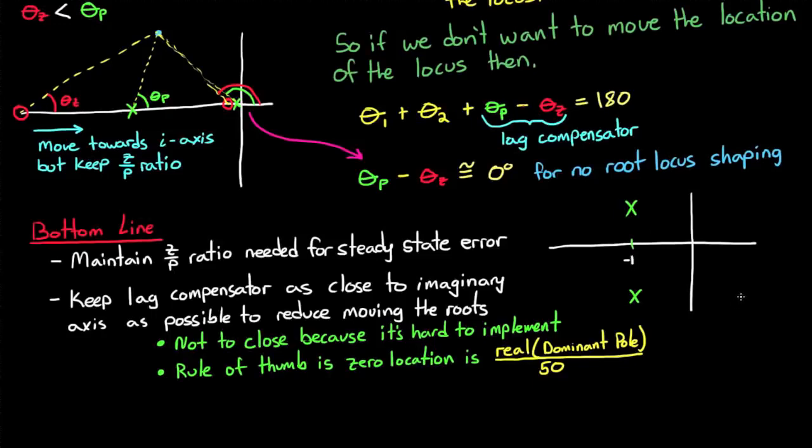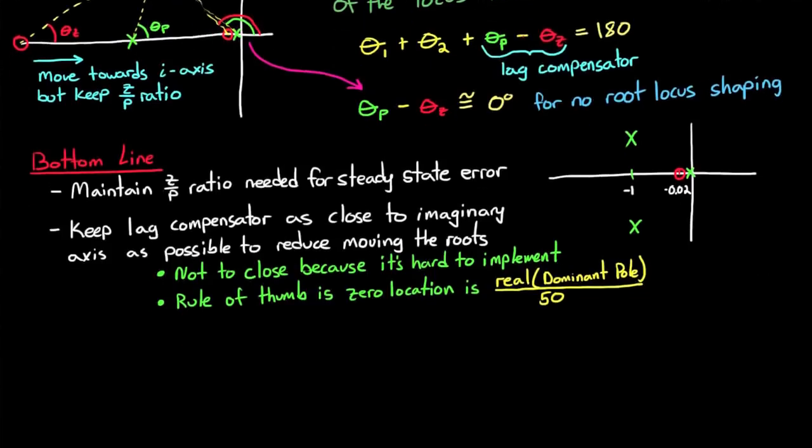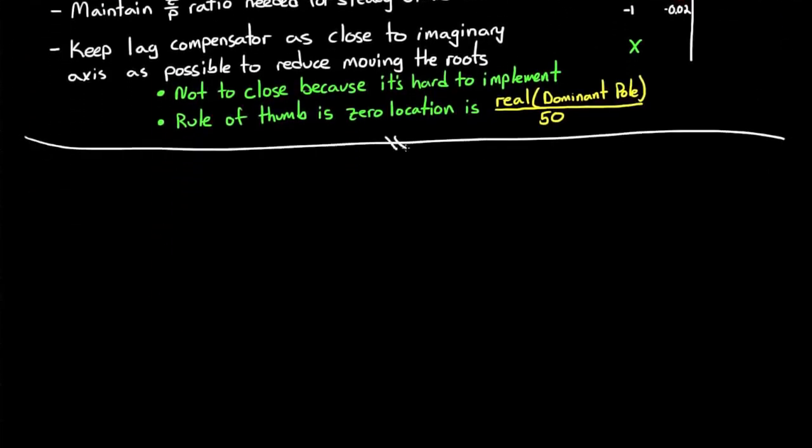So for example, if you had your dominant poles at -1 on the real axis like we have here, then you'd want to place the zero at -0.02 and then the pole at whatever the ratio is that is needed to meet your steady-state error.